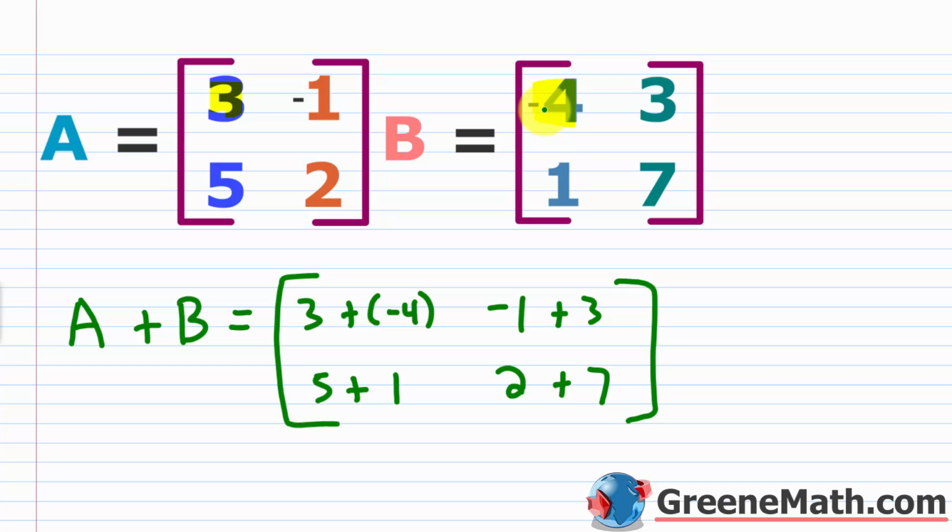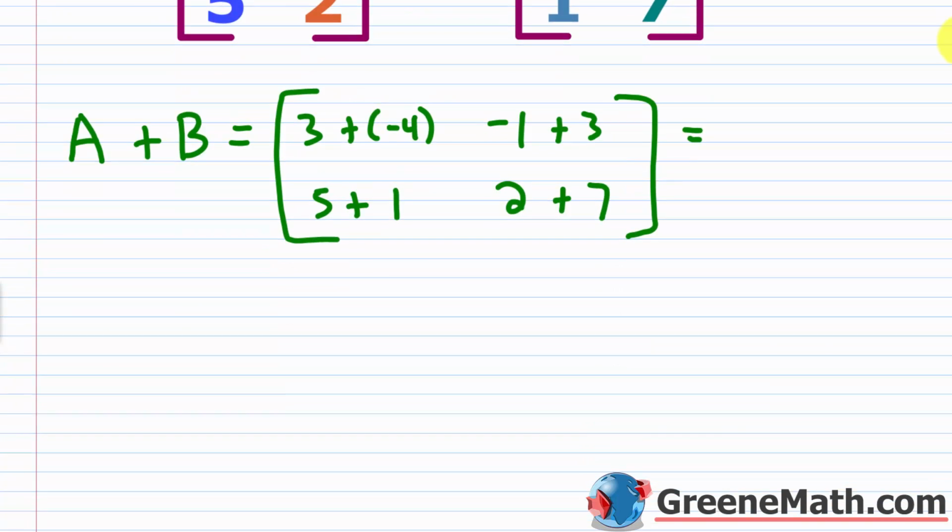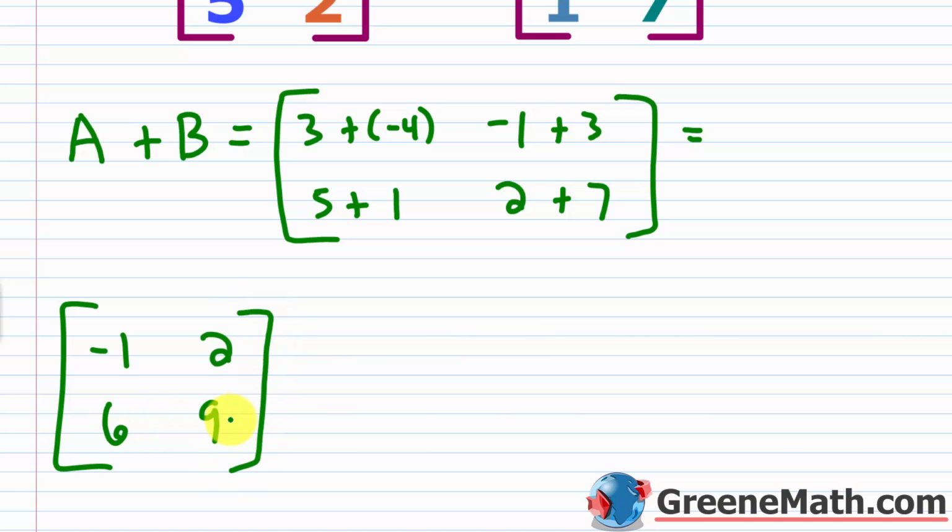All right, let's crank this out real quick. We know that 3 plus -4 would give us -1. Then down here, 5 plus 1 is going to give me 6. Then -1 plus 3 is going to give me 2. And then 2 plus 7 is going to be 9. So this is the matrix that is the result of adding A plus B. In your top row, you'd have -1 and 2. In the bottom row, you'd have 6 and 9.